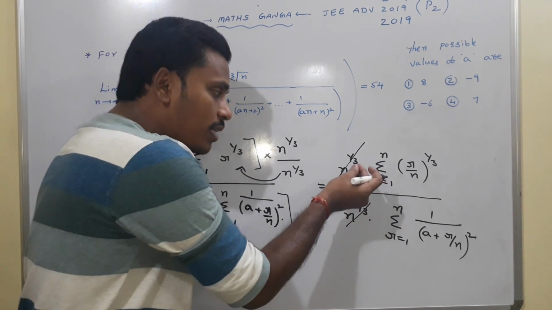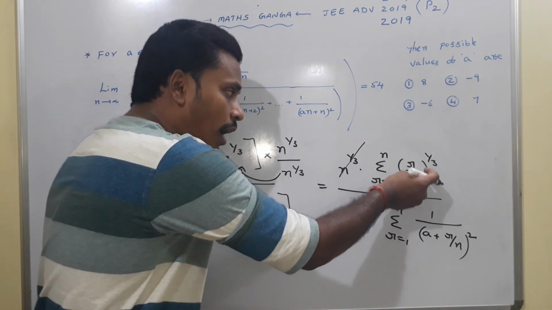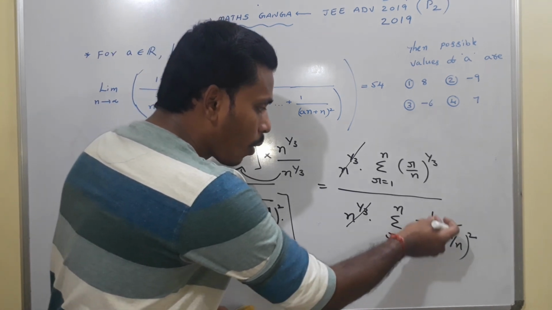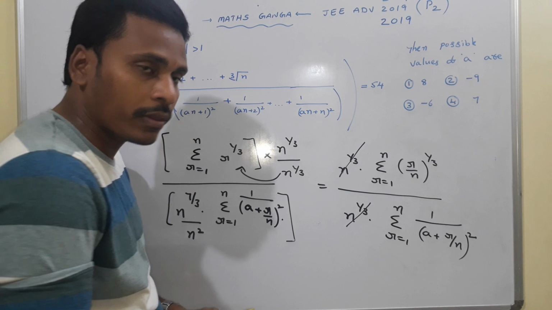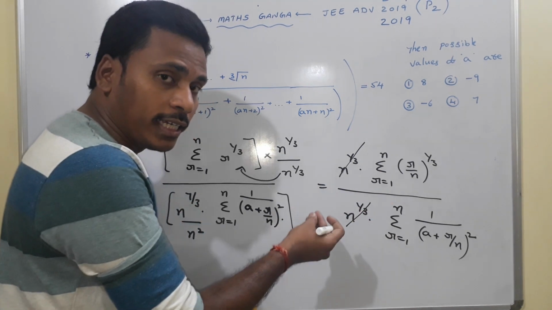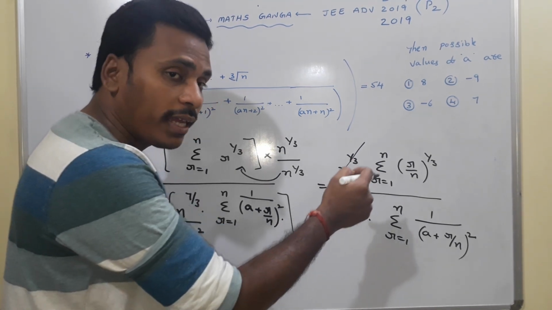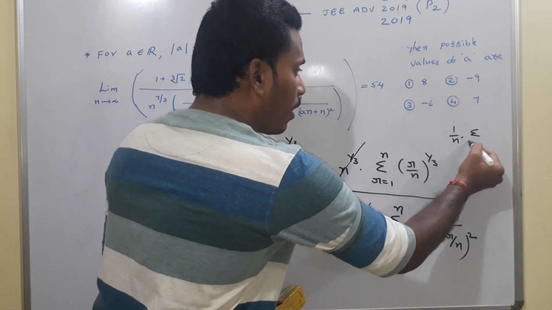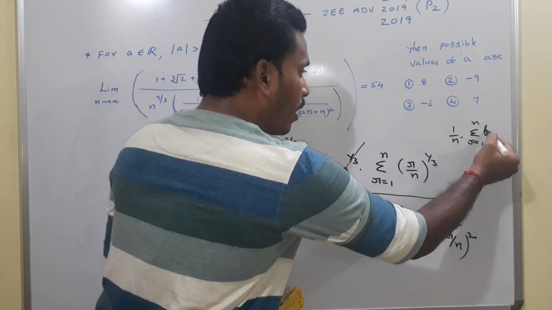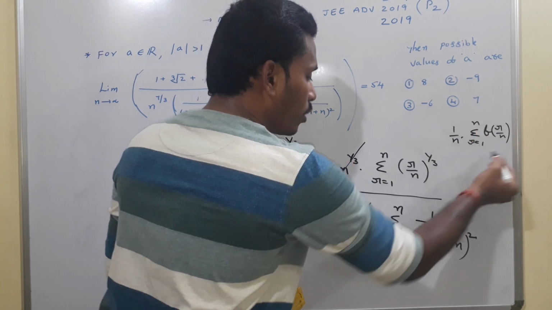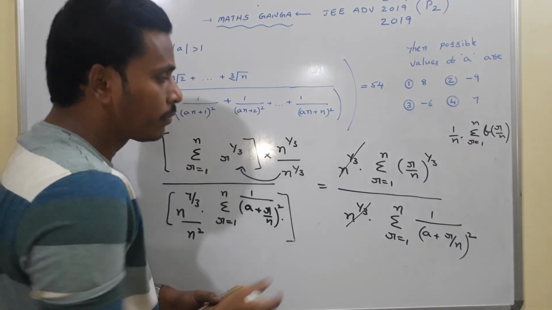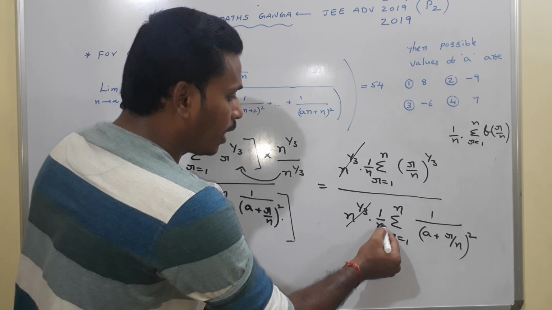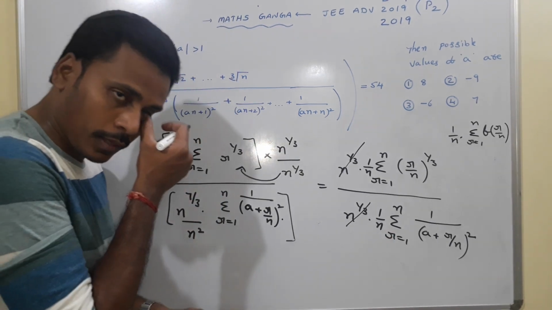Now this is the summation of the function (r/n)^(1/3), and this is the summation of the function 1/(a + r/n)^2. But to convert it into an integral, we need (1/n) Σ, r running from 1 to n, f(r/n). So for that, I need 1/n. After dividing with n^(1/3), I multiply with 1/n, both in the numerator as well as in the denominator.